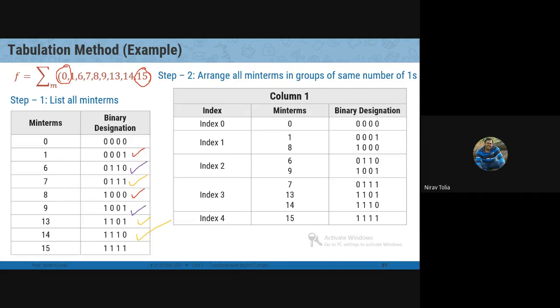If in our example 0 is not given, that means we do not have to write index 0. We have to start with index 1, index 2, index 3, index 4. And suppose in our example 15 is not there, then we do not have to write index 4 also. Then we just write index 1, 2, and 3. Okay. So now, does anyone have any doubt about this column 1?